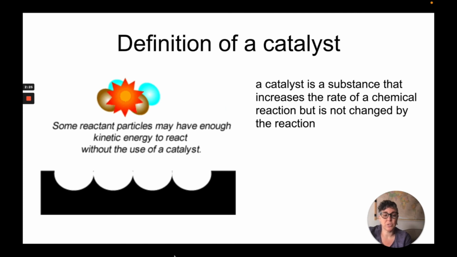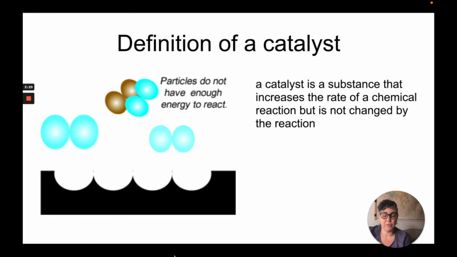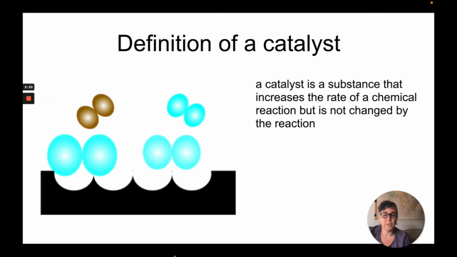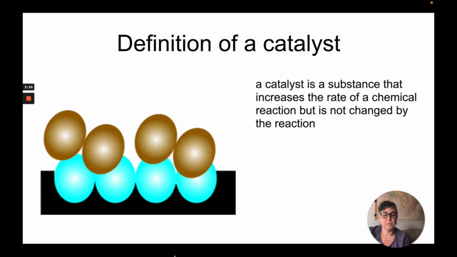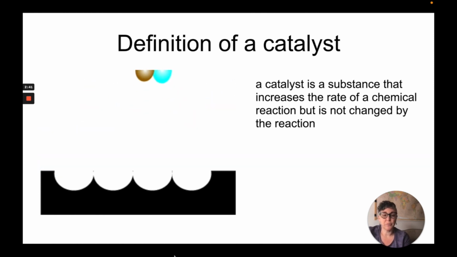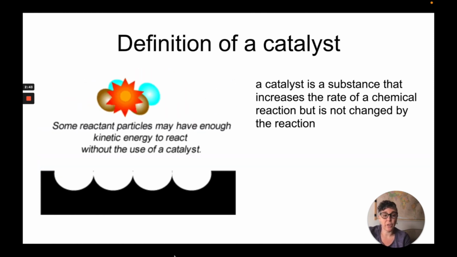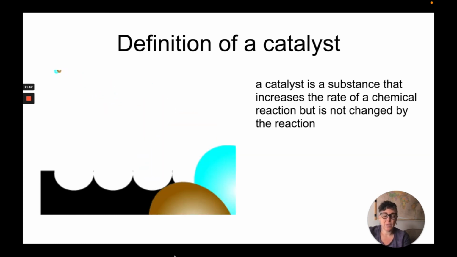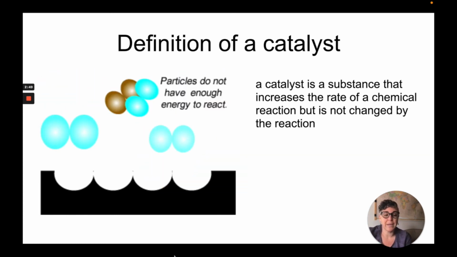So a catalyst is a substance that increases the rate of a chemical reaction but is not changed by the reaction. So in this animation you can see that it's just repeating over and over again. The catalyst continues to interact with the reactants, and then when the product is formed, the catalyst will react with other reactants and a product will be formed, and so on and so forth until all of the reactants are used up.